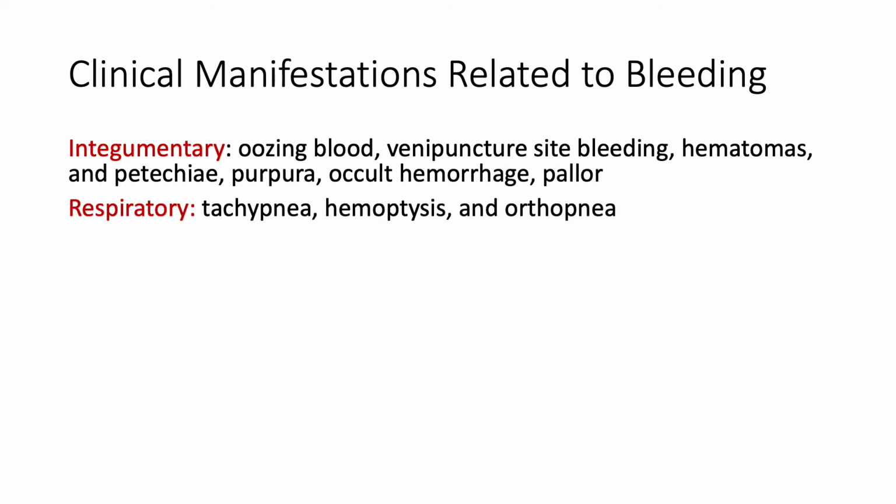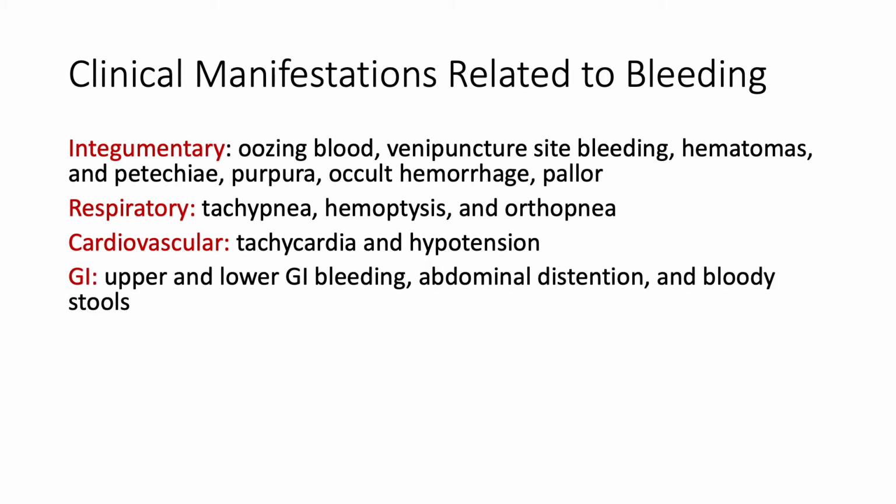Next, looking at the respiratory system, if blood is pooling in or around the lungs, it's harder to breathe. So patients may have a faster respiratory rate, they may actually cough up that blood, or when they lay back and lay flat on their backs, the blood pooling makes it even harder to breathe, causing orthopnea. Now with the cardiovascular system, if our patient has lost a lot of blood, they're hypovolemic. So our patients will present with hypotension due to that volume loss, and tachycardia, showing our sympathetic nervous system trying to compensate.